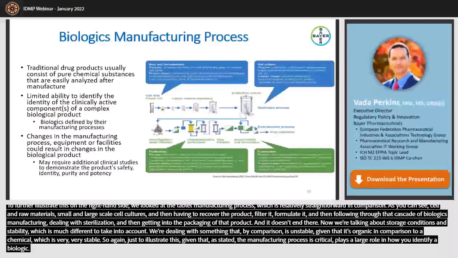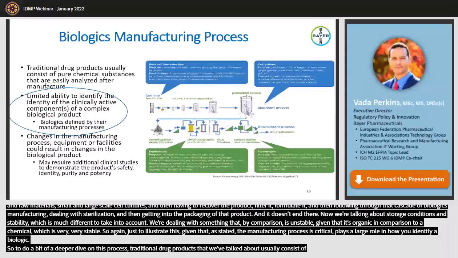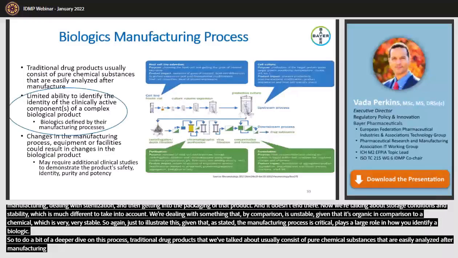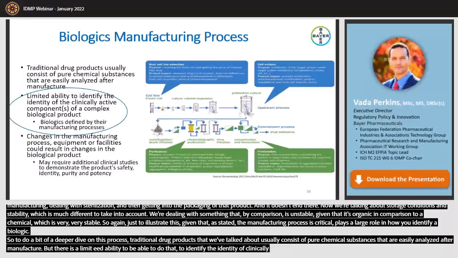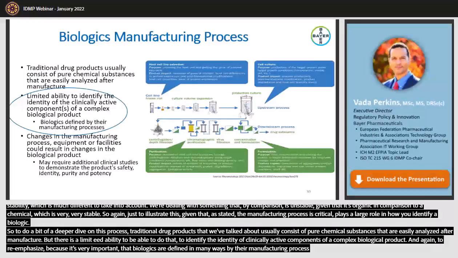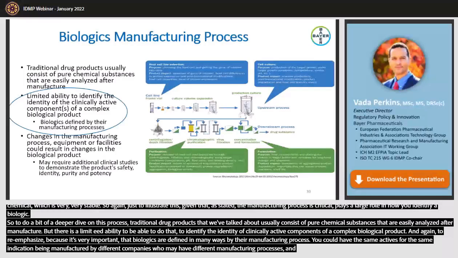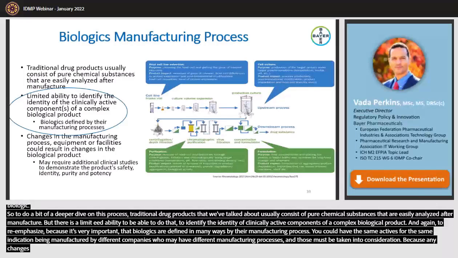So to do a bit of a deeper dive on this process, traditional drug products that we've talked about usually consist of pure chemical substances that are easily analyzed after manufacture, right? But there is a limited ability to identify the clinically active components of a complex biological product. And again, to reemphasize, because it's very important, biologics are defined in many ways by their manufacturing process. You could have the same actives for the same indication being manufactured by different companies who may have different manufacturing processes, and those must be taken into consideration, right? Because any changes in the manufacturing process, equipment, or facilities could result in changes to a biological product.